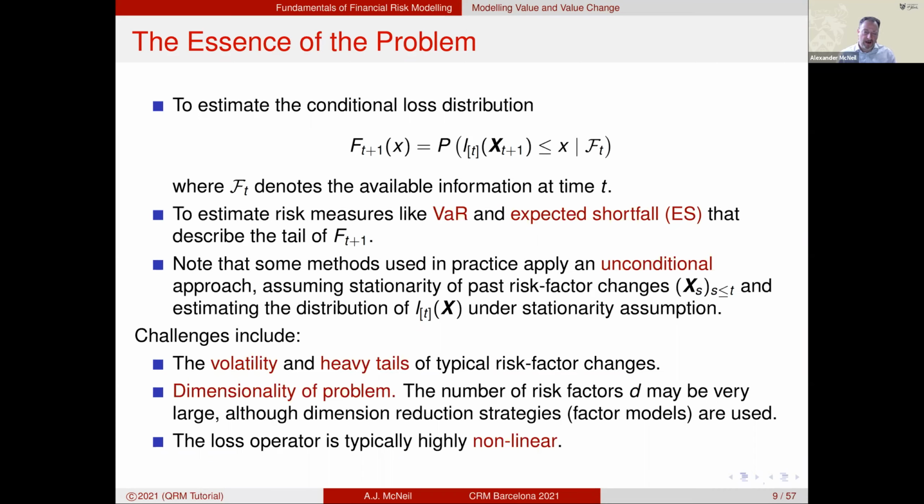So again, I'm not really going to talk about the methods that are available for making the forecasts. So I'm not really going to talk about historical simulation or parametric risk models. I'm going to talk about how we backtest the models that are being used.